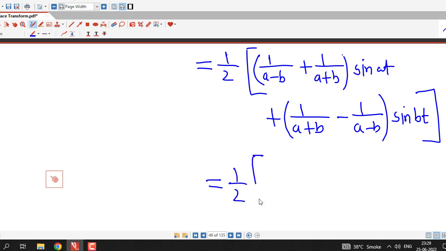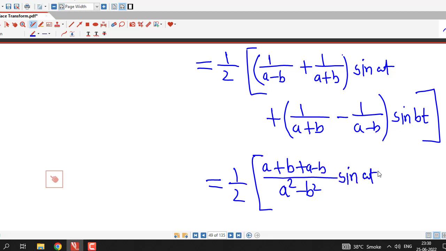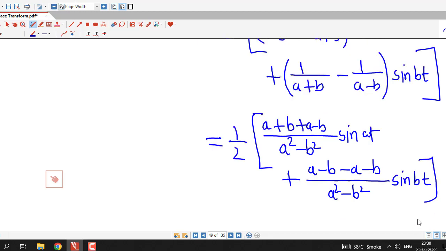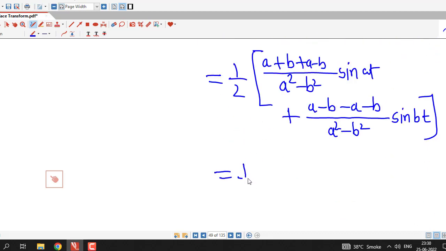Now we take the LCM. The LCM is (a−b)(a+b), that is a² − b², and in the numerator we will have (a+b) + (a−b) times sin(at). Similarly, here also we take the LCM, (a+b)(a−b), that is a² − b², and here we have (a−b) − (a+b), that is −2b, times sin(bt). And let us see what we can do further.